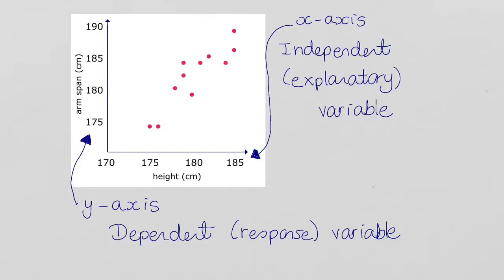So we've got some new words here. We've got some posh words for the x-axis over here. Independent or explanatory variable, and the y-axis is the one that's dependent upon the x. So we call it dependent or sometimes the response. So the arm span is dependent upon the height.